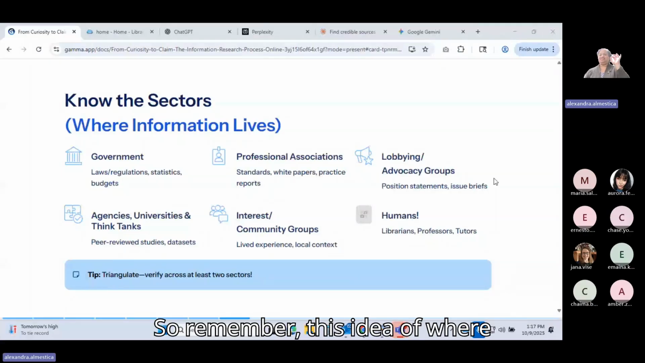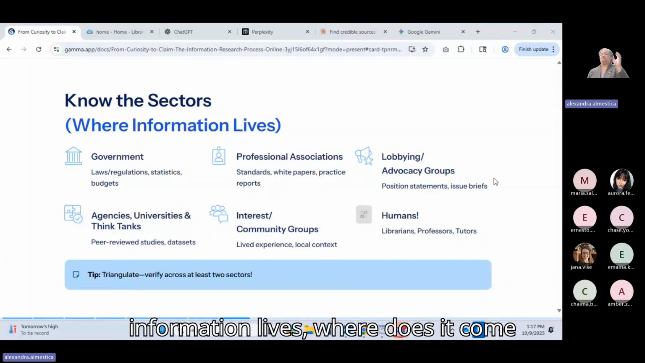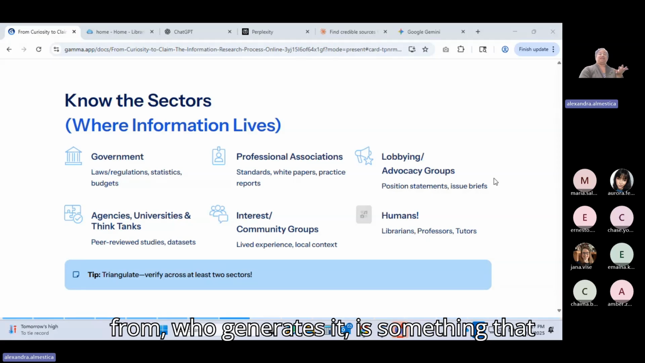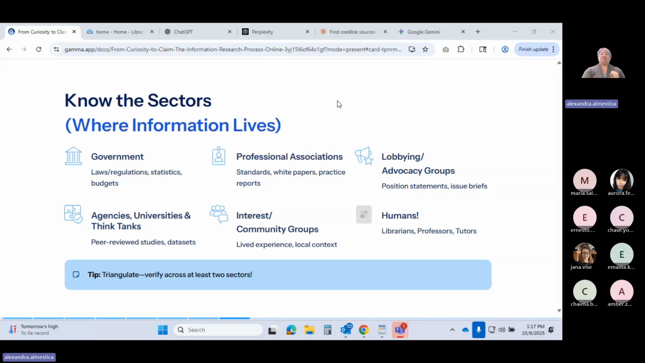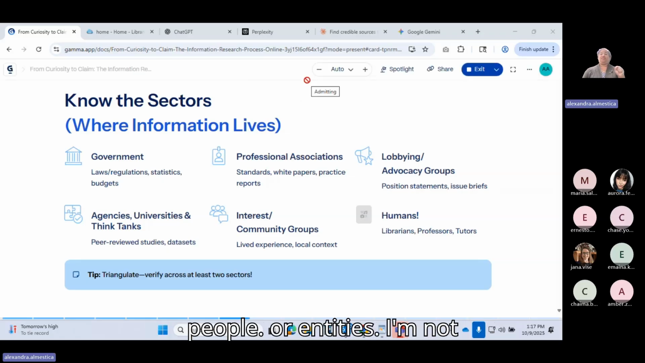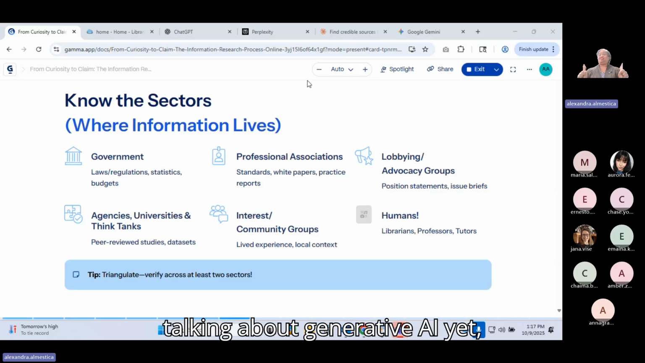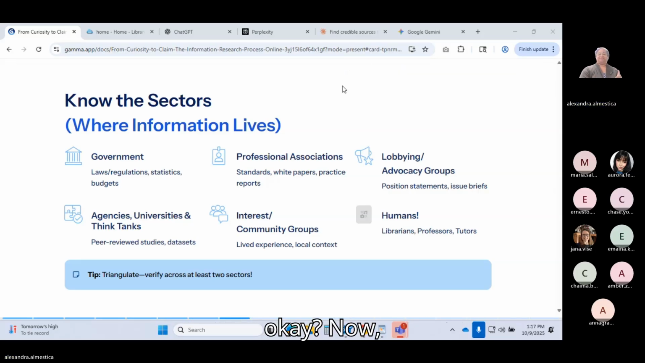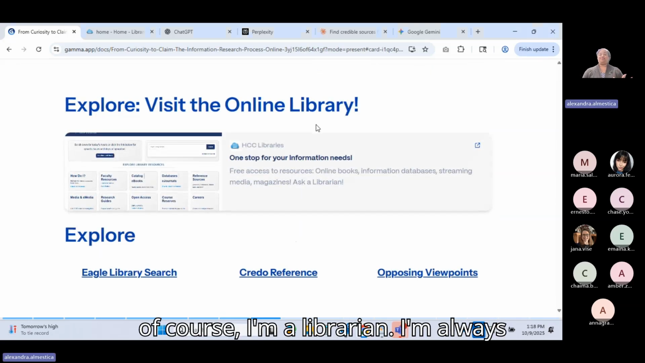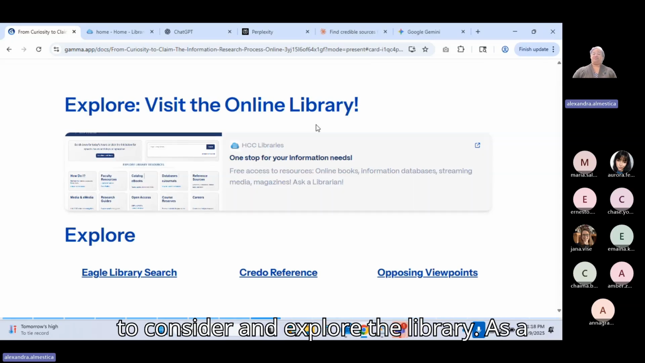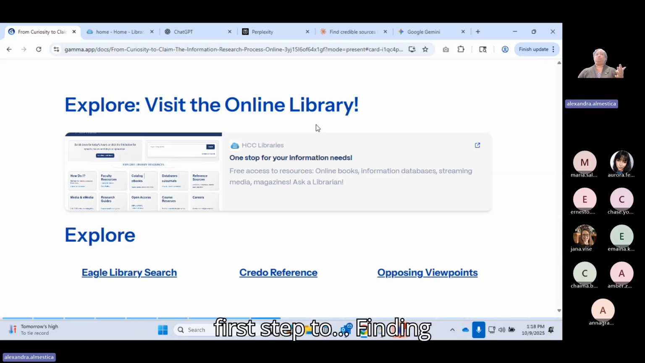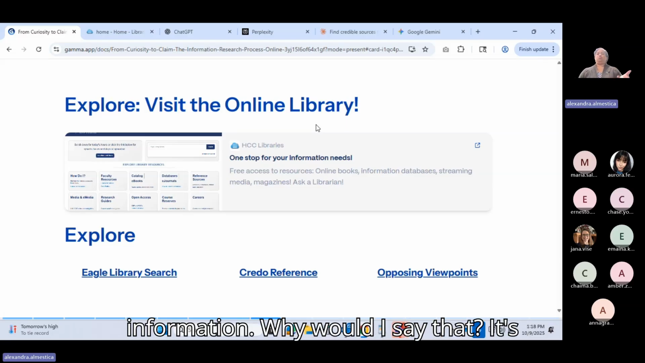So remember this idea of where information lives, where does it come from, who generates it, is important for you. And in this case, I'm actually talking about concrete people or entities. I'm not talking about generative AI yet, okay? Now, of course, I'm a librarian. I'm always going to share with you, you need to consider and explore the library as a first step to finding information. Why would I say that? It's because we curate resources for you.